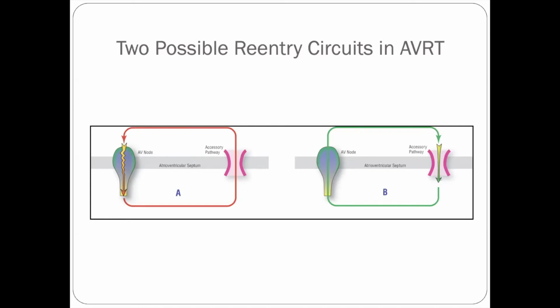So it's this circular pattern that goes through the AV node and up through the accessory pathway. Again, the slow pathway through the AV node and the fast pathway up through the accessory path. The other version of AVRT is where the circuit gets through the accessory pathway first and comes back up through the AV node. So that means it's going through the fast accessory pathway, depolarizing the ventricles cell to cell, eventually getting back up to the AV node, and then going through the AV node into the atria. So that is the second version of it.